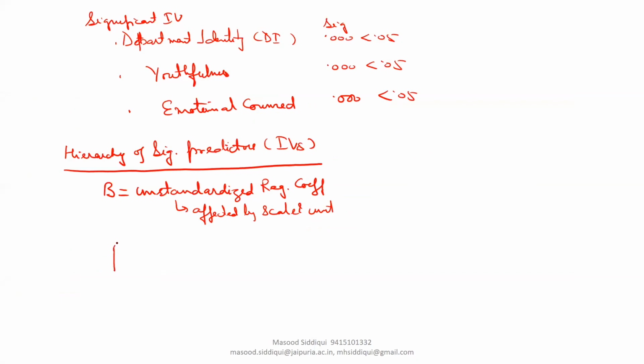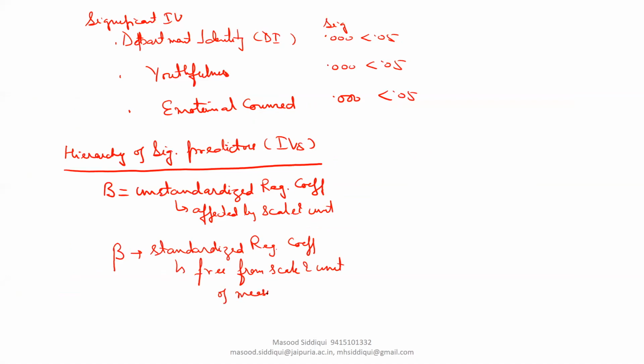We have one more regression coefficient, that is beta. Beta is known as the standardized regression coefficient. This standardized regression coefficient is free from unit and scale of measurement. It doesn't matter whether you are using the same scale or not; it is not affected. Since B can be affected by unit and scale of measurement, let me give an example.